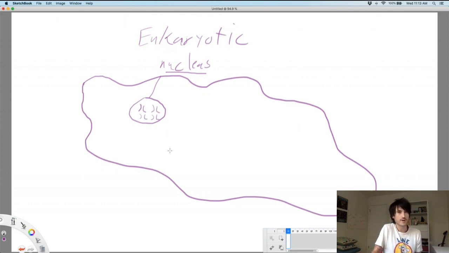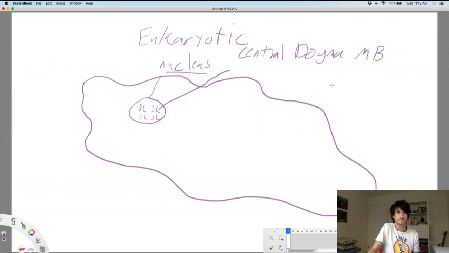Now, let's talk a little bit about the molecular biology of a cell, because this is important to actually understand how a virus operates. There is this idea that we call the central dogma of molecular biology. And the central dogma goes like this.